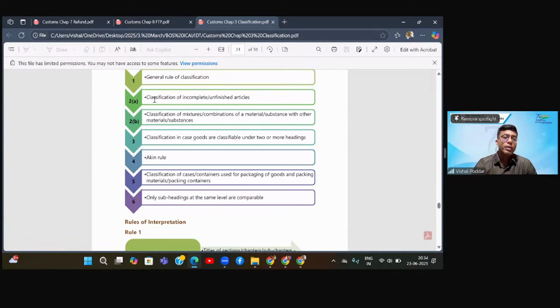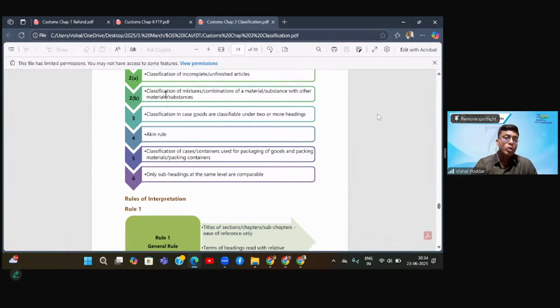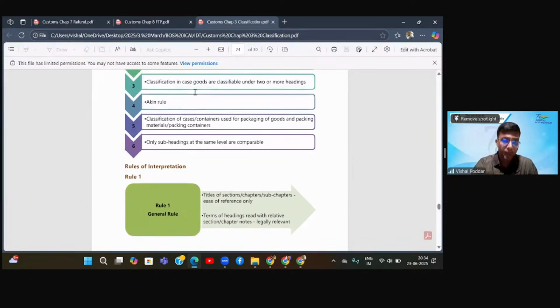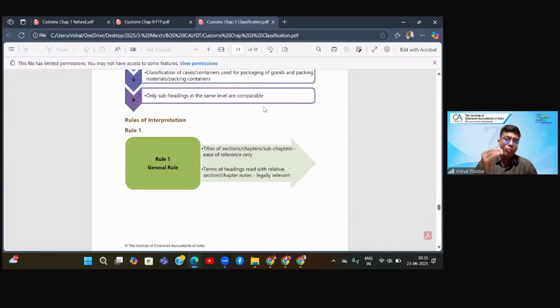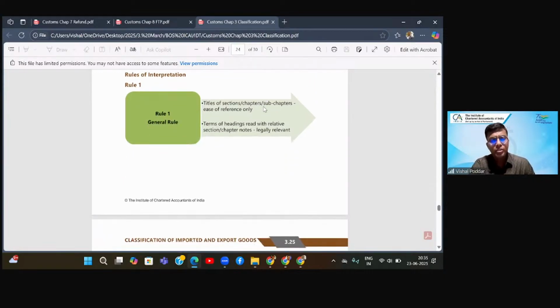Then you have rule 2A dealing with the classification of goods in unfinished or incomplete form. 2B deals with the classification of cases which are mixtures or combinations of different materials. Then rule 3 is applicable where your goods fall in more than one heading after applying the above rules. Then you have a general rule, rule 4. Then rule 5, which deals with classification of packaging items. And rule 6, which says that the same rules you apply to determine the chapter will apply to determine the heading and the subheading. So this is how you have 6 rules.